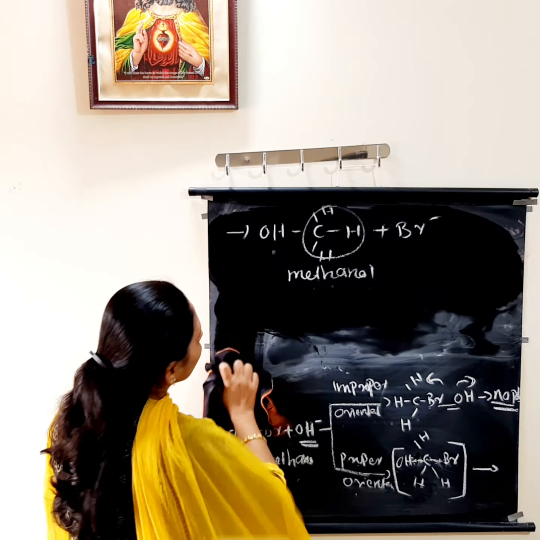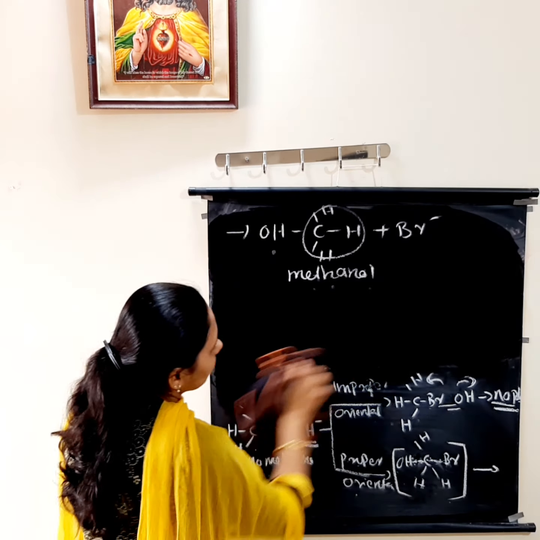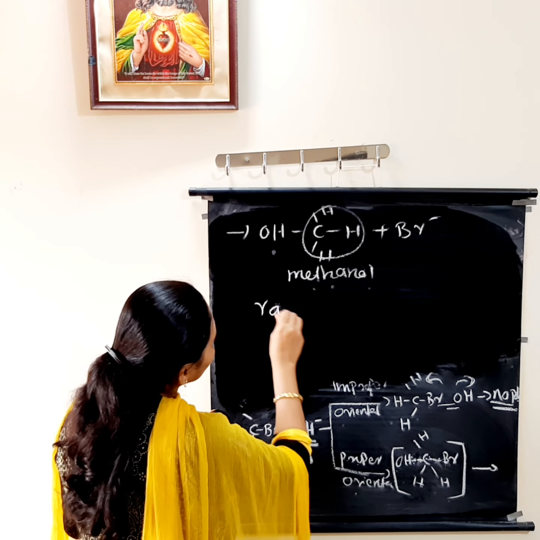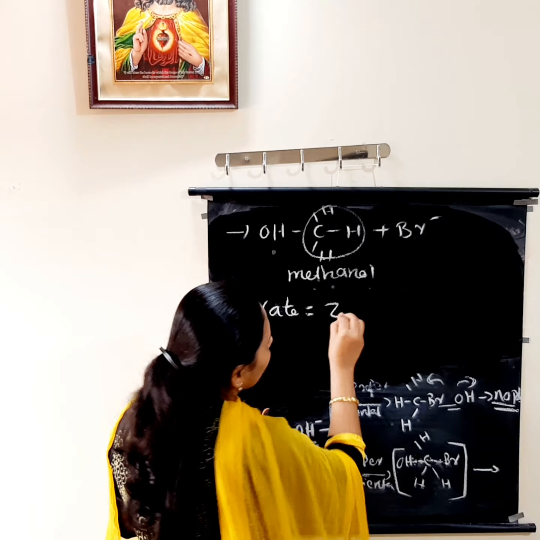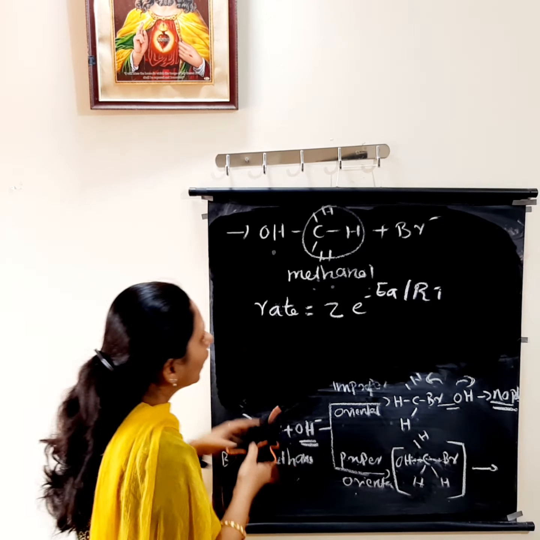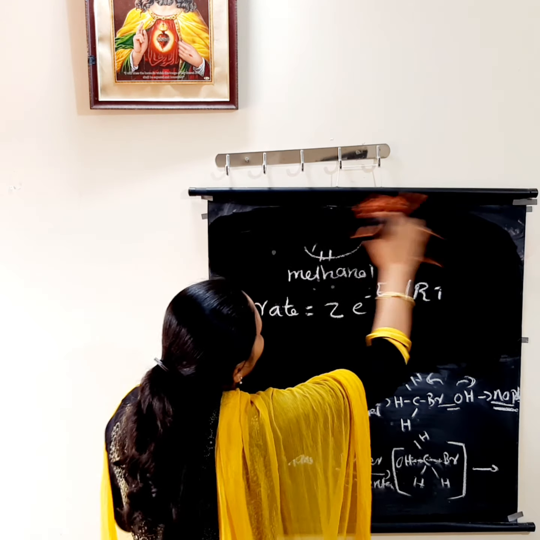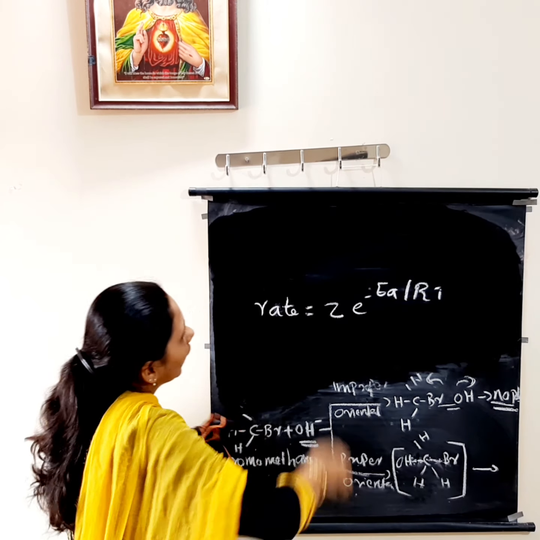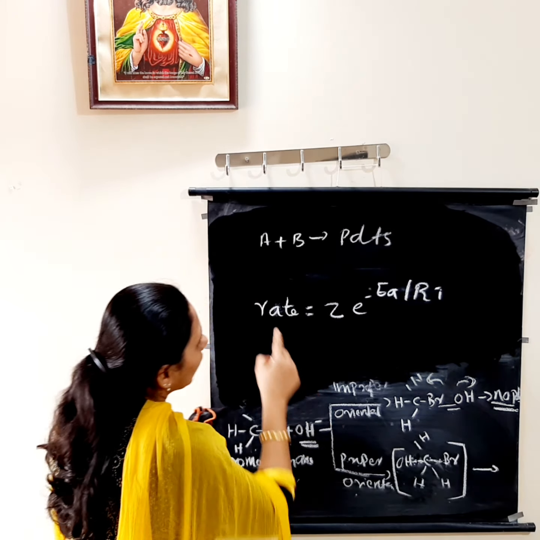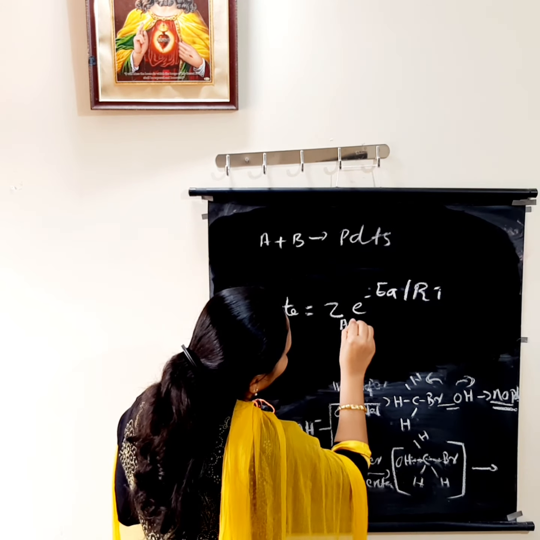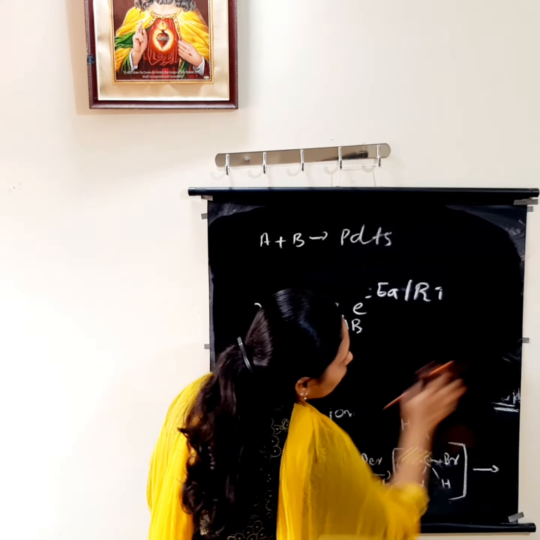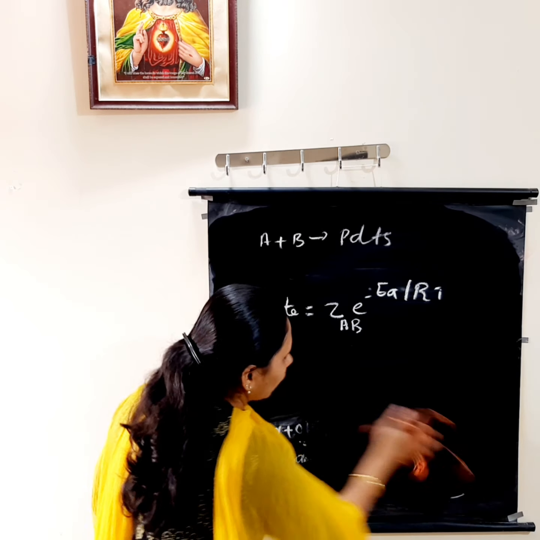Okay, so according to this theory, there is an equation for calculating the rate of a reaction. So rate equal to Z e raised to minus Ea by RT. If you are considering a reaction A plus B gives product, rate equal to, how can we write? Rate equal to ZAB e raised to minus Ea by RT, where Z is known as collision frequency. They will ask this as a 1 mark question.